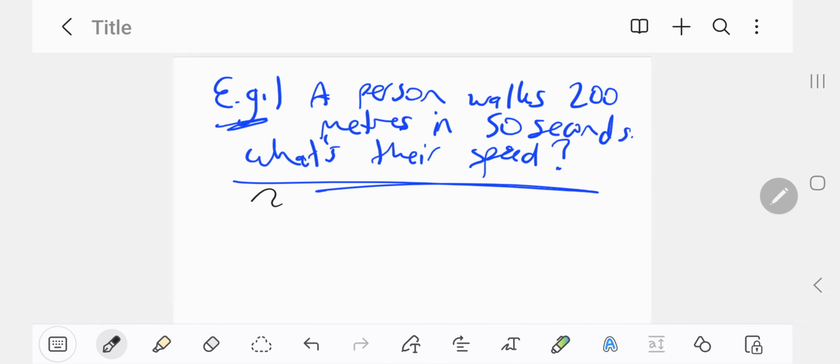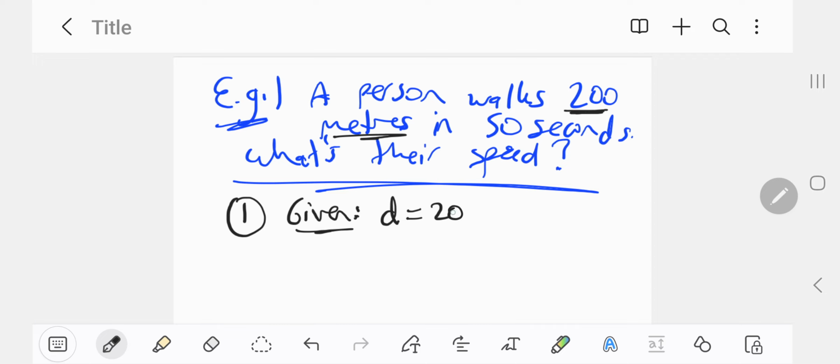Follow these steps. Step 1, given. I'll use these steps for all years, whether it's year 7 or year 12, the exact same process. What are we given here? Look at the numbers. We're given 200 meters. So this is distance. Recognize that this is D. D for distance, 200 meters.